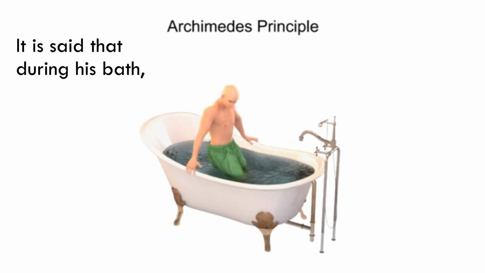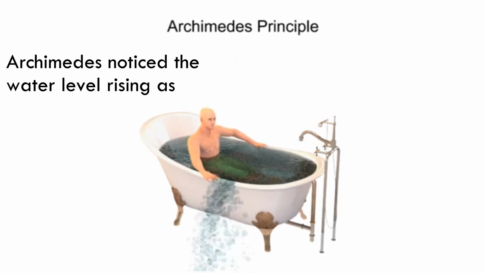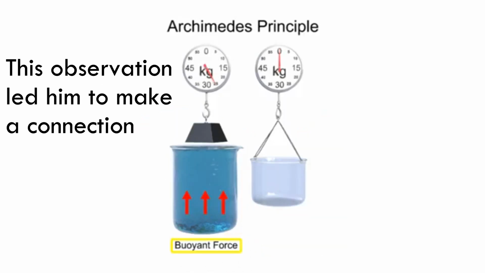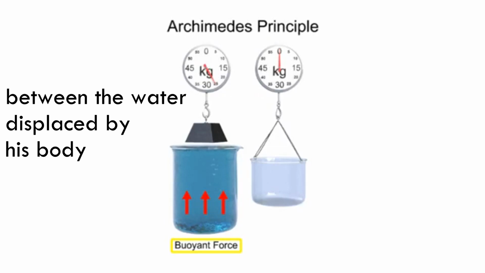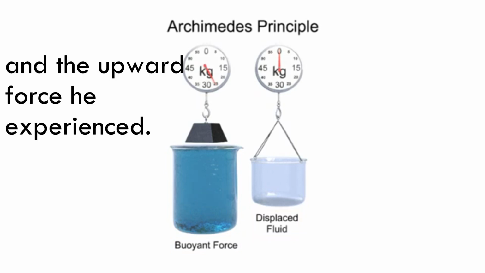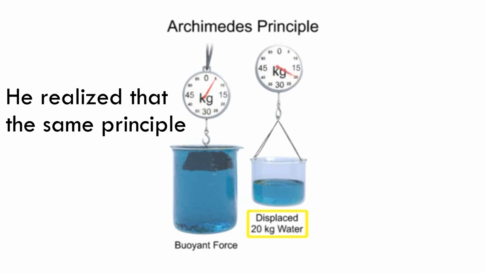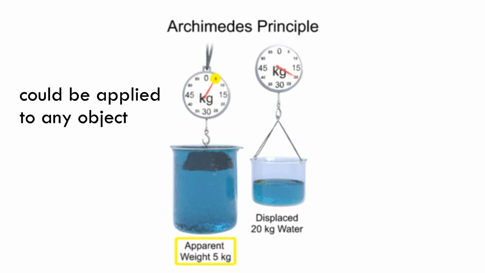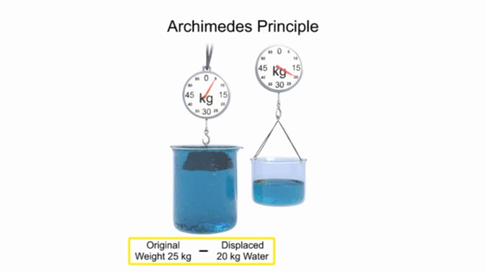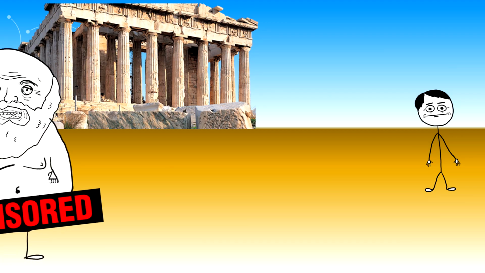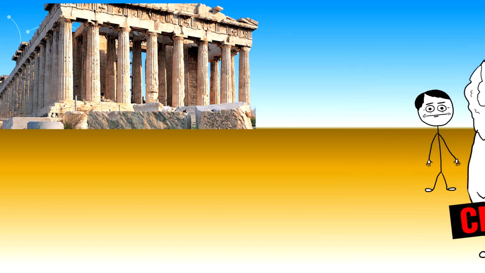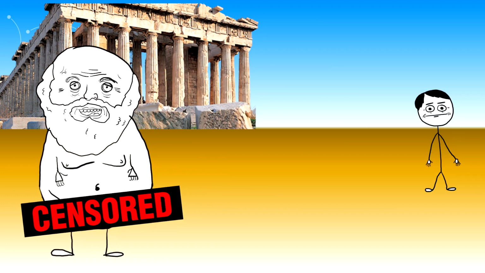It is said that during his bath, Archimedes noticed the water level rising as he submerged his body. This observation led him to make a connection between the water displaced by his body and the upward force he experienced. He realized that the same principle could be applied to any object submerged in a fluid. Excited by his discovery, Archimedes is said to have run naked shouting Eureka, meaning I have found it in Greek.